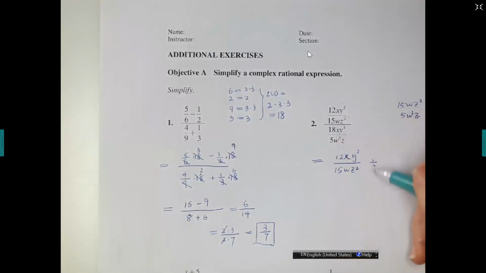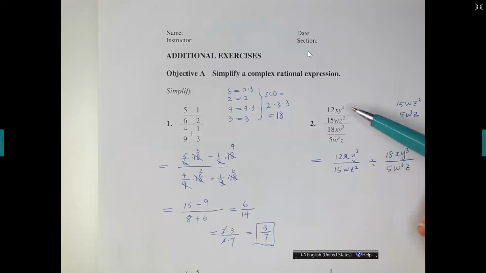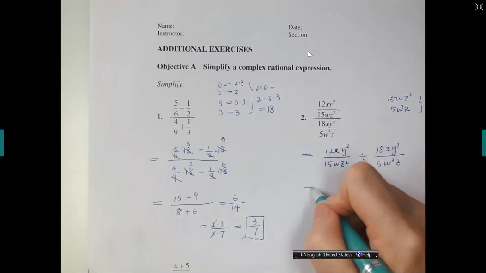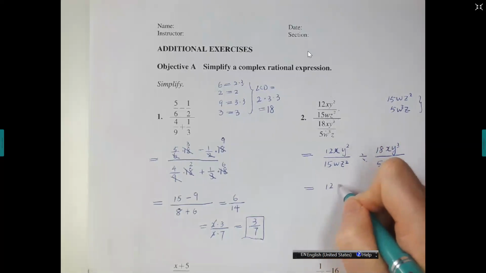Divide by the denominator, 18xy to the third over 5w to the third z. So we turn this complex rational expression into a division problem. Recall, how do we do the division? We turn the division into multiplication.